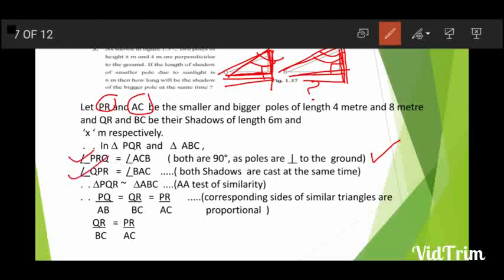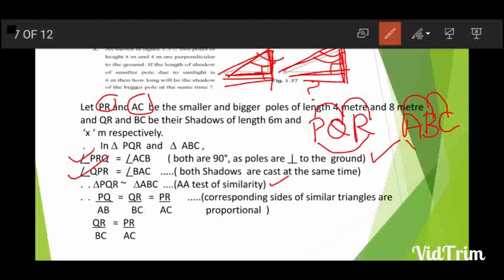Now we have got two angles, so we can say that both the triangles are similar by AA test of similarity. Already we have learnt that if the triangles are similar, then the sides are proportional. So I have written all the three sides. How do we write the proportional sides? If the triangles are named PQR and ABC: PQ upon AB is equal to QR upon BC is equal to PR upon AC. That is what I have written. Corresponding sides of similar triangles are proportional.